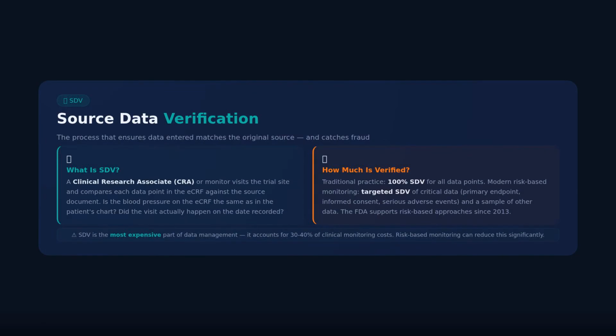Source data verification, SDV, is the process that ensures data entered matches the original source. A clinical research associate visits the trial site and compares each eCRF entry against the medical record. Traditional practice was 100% SDV for all data. Modern risk-based monitoring uses targeted SDV of critical data: primary endpoint, consent, serious adverse events, and a sample of other data. SDV accounts for 30 to 40% of monitoring costs.